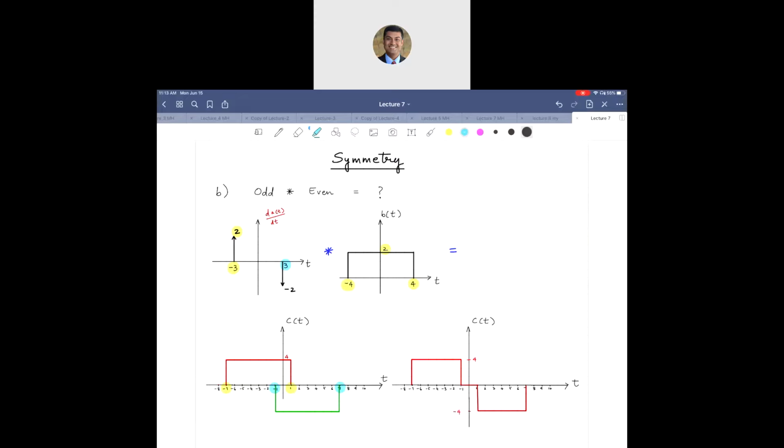I can just add them together. When I add them together, I have +4 between -7 and -1. Between -1 and 1, they cancel out, 4 minus 4. And then from 1 to 7, I have -4. So that would be my output for C of t. And as you can see, this is symmetric about the origin, which means this is going to be odd. Odd convolved with even is odd.